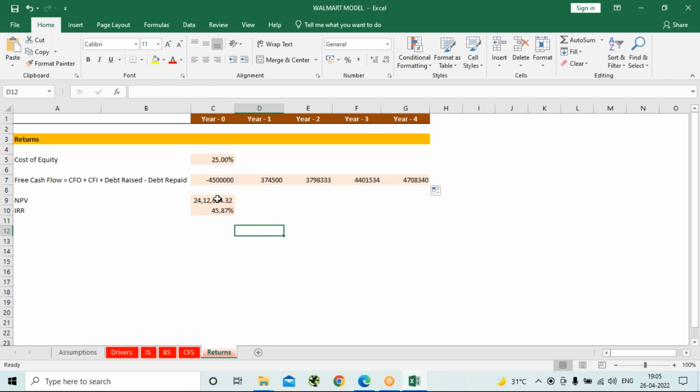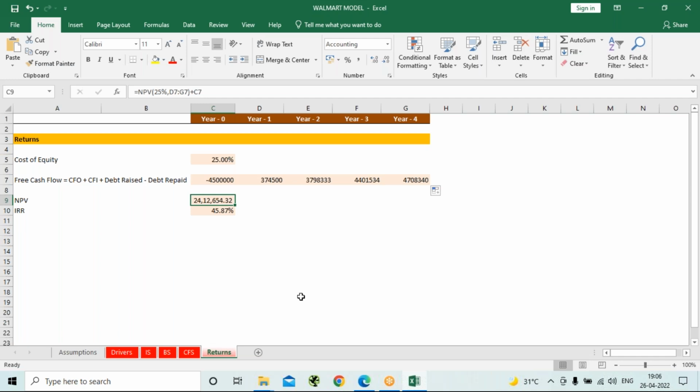Then here there is a calculation of net present value. So what is this net present value calculation? How do you calculate the present value by taking the future cash flows? Okay, so this is the concept of calculating the NPV. So here we are going to use the cost of equity value, by taking the year 1 to year 4 values and adding the year 0 value.